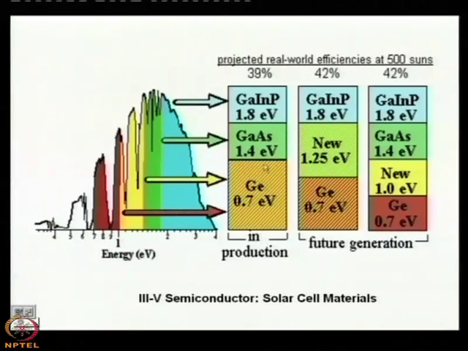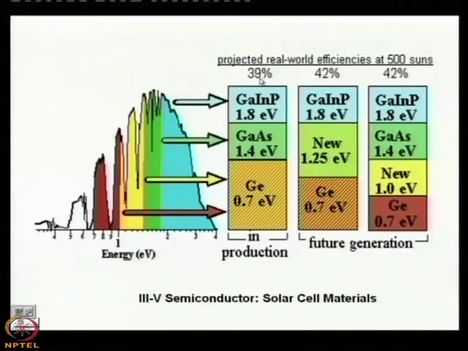You see that in this view graph I have plotted the 3-5 semiconductor energy versus intensity. The left one is basically the solar spectrum, which I showed in the previous view graph. And this is germanium, gallium arsenide, indium gallium phosphide. The band gaps are given here: 0.67 for germanium, gallium arsenide 1.43, and indium gallium phosphide 1.78 electron volt. So the efficiency becomes 39%, which is quite high.